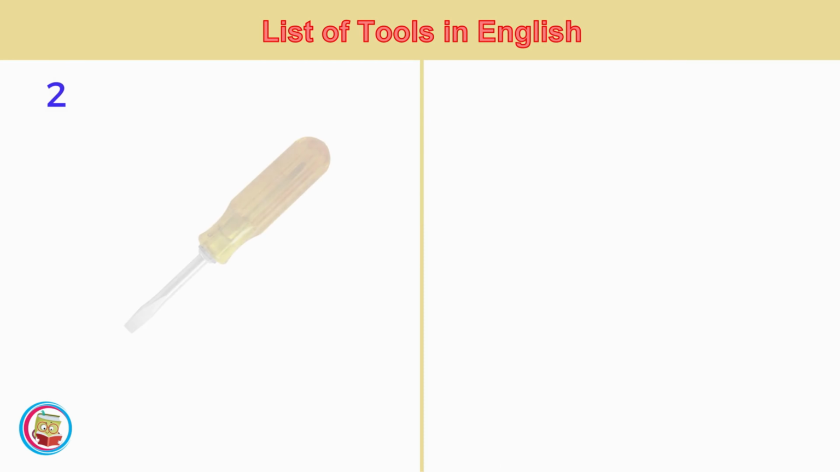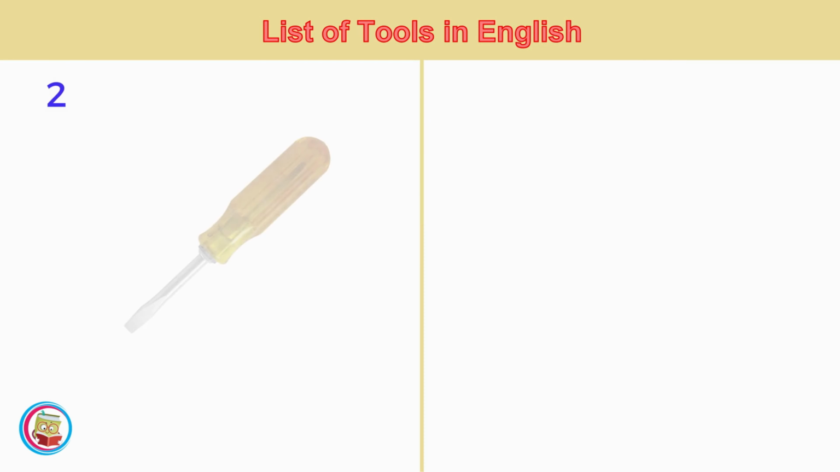Pliers. The electrician used pliers to secure the wires. Tape measure. The tailor used a tape measure to ensure accurate dimensions. Saw. The lumberjack cut through the log with a powerful saw.